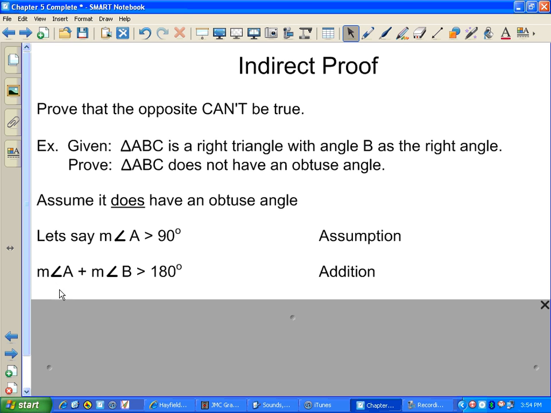Well then, if I take my obtuse angle, angle A, the one I'm assuming is obtuse, and add it to my 90-degree angle, that's going to have to be bigger than 180 degrees, because if I take 90, something bigger than 90, and add 90 to it, that's going to be bigger than 180 degrees. So that's just addition.